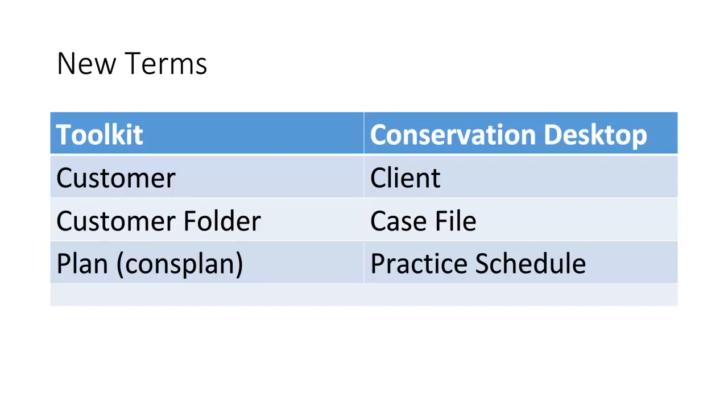Many field offices have been confused by the plan term used in Toolkit. At one time, field offices were advised that the customer should only have one plan in Toolkit. In later releases, the customer could have many plans. If you think outside the Toolkit realm, a customer should only have one conservation plan.